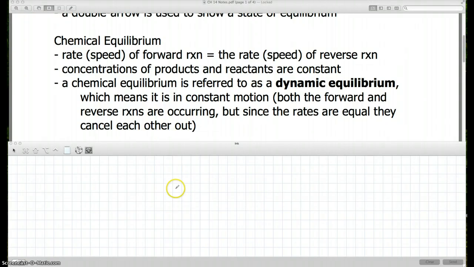So for every time that we turn chemical A and chemical B into chemical C, well, the exact same thing is happening in reverse. C is turning back into A and B. So at equilibrium, every time we make a C, a different C is getting turned back into A and B. So again, the rate of the forward reaction is equal to the rate of the reverse reaction. And this is a dynamic equilibrium.